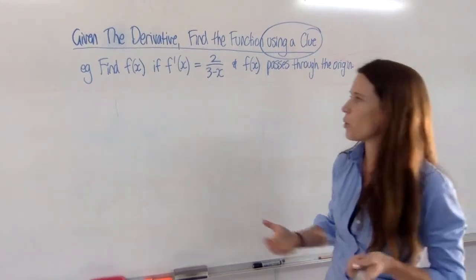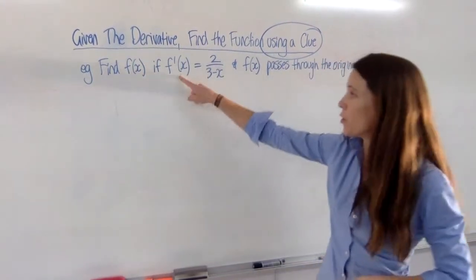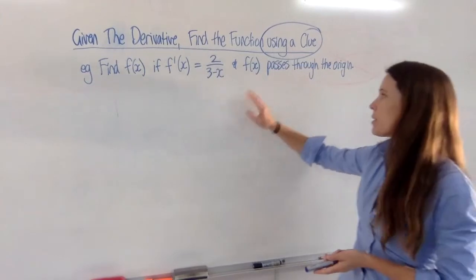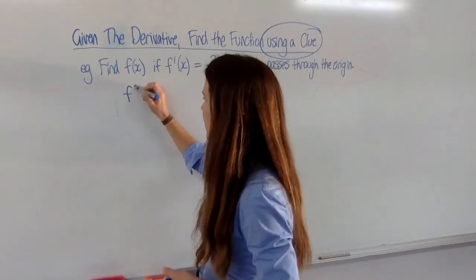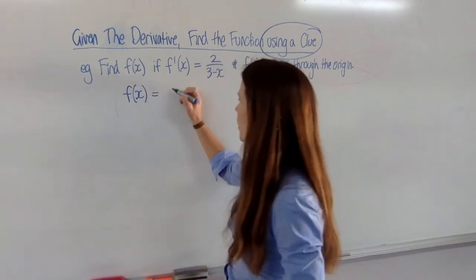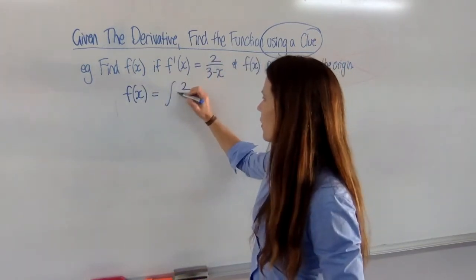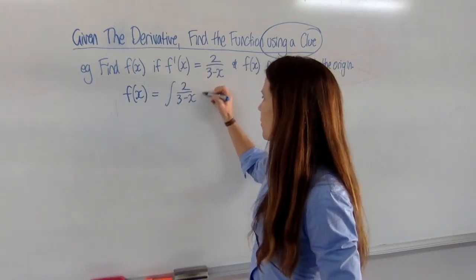So in this example, we need to find some function if we know the derivative, and our clue is that the function passes through the origin. All right, we're finding f of x, so start with that. And we know how to find it. We need to integrate the first derivative.